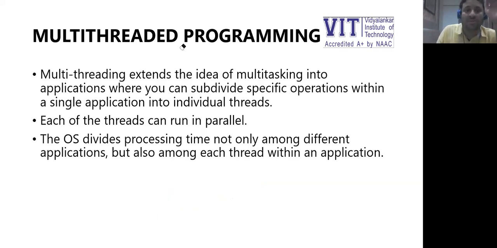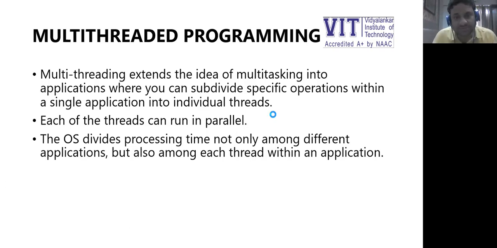Here, each of the threads can run in parallel. The OS divides processing time not only among different applications, but among each thread. These are three threads of the same application. Remember, it is not multiprocessor, it is multi-thread. When I say multiprocessor, I mean we are talking about different sets of CPUs, each running different tasks. Here, we have divided a big task into a small number of subtasks, and these subtasks are mutually exclusive to each other, and we made them run in parallel.